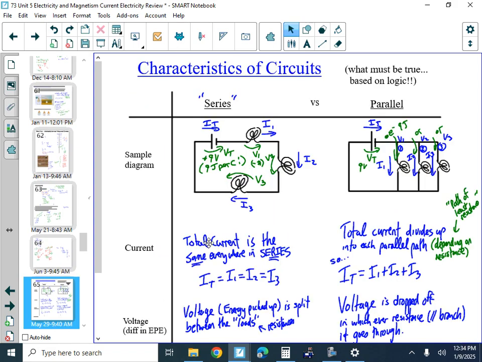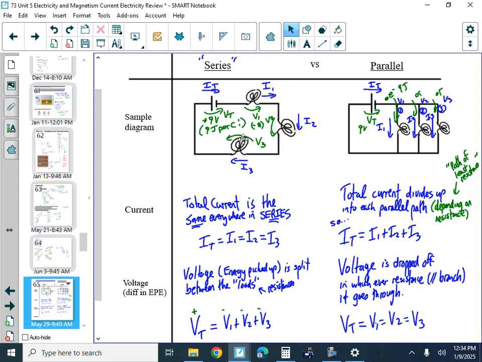All right, and then characteristics of circuits. I already mentioned previously in the lesson that current is going to be the same everywhere in a series circuit. Voltage shares, so V1 plus V2 plus V3 is going to be the same as the total voltage. And each of the currents are the same.